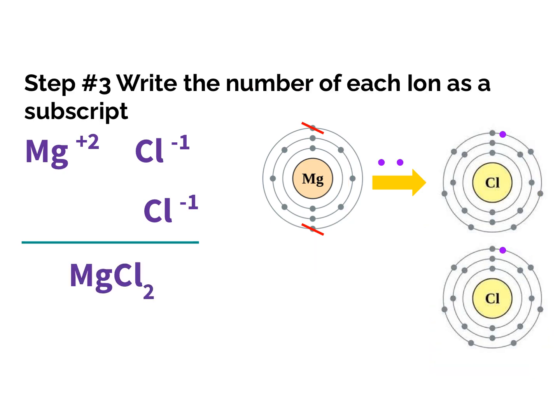Next, I have to write the number of each ion as a subscript, which is that tiny number. So I have 1 magnesium, and we don't write a 1 subscript. And then I have my 2 chlorines, 1 and 2.